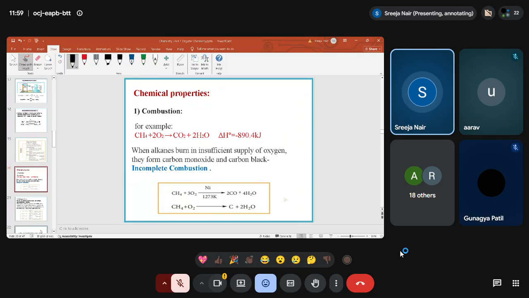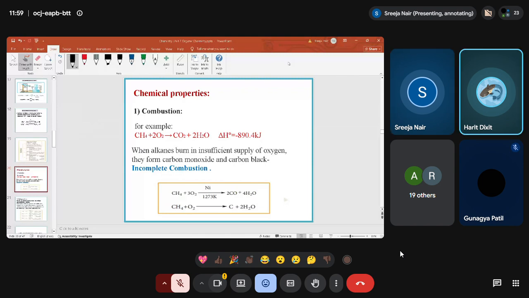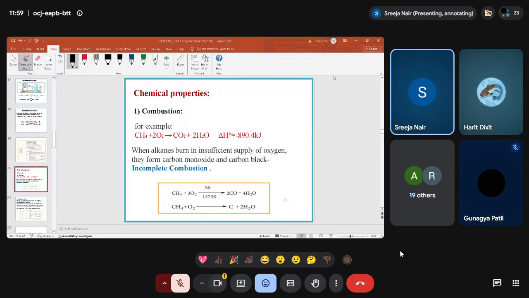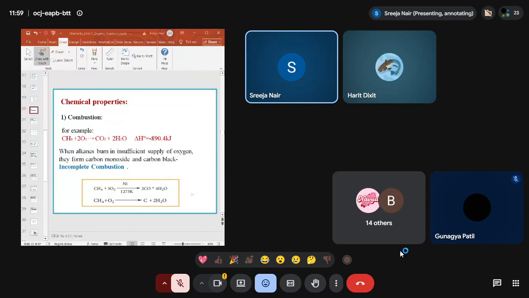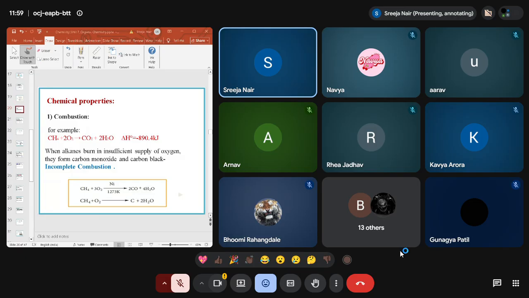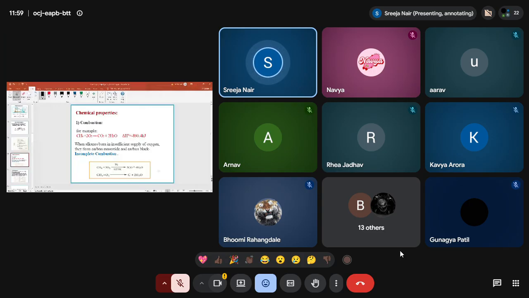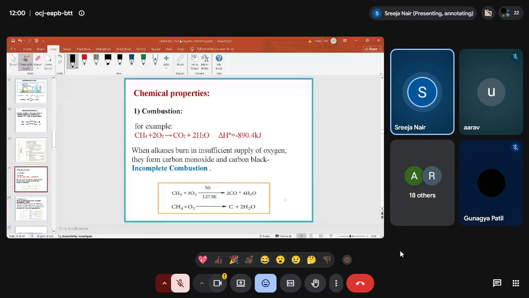The next one is the chemical property. Now let us see the first chemical property, that is combustion. What do you mean by the term combustion? Anything that is being heated in the presence of oxygen is called combustion. There are two things you need to know about combustion: complete combustion and incomplete combustion.